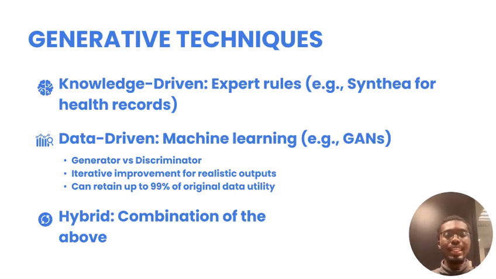One of the most notable examples is generative adversarial networks, where a generator creates synthetic samples and a discriminator evaluates them against real data. Through continuous competition and iteration, the generator improves, producing outputs that closely resemble real data. This technique can retain up to 99% of the original data's utility. The third approach is hybrid, which combines both expert knowledge and machine learning. This method leverages the strengths of both strategies, leading to more accurate, realistic, and adaptable synthetic datasets.